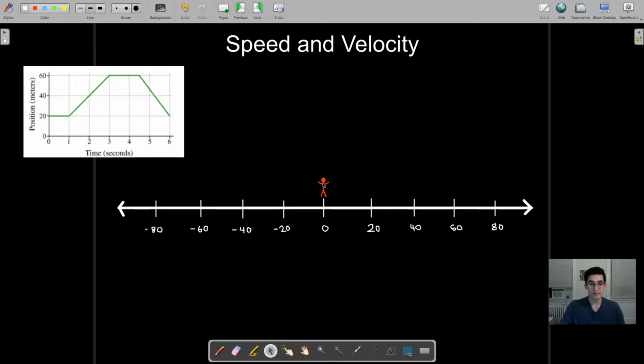From 0 to 1 seconds, red guy chills at 20, actually, just chilling here. And then for a couple seconds, runs to the right by 40 meters, chills there for a second and a half, runs back to the left by 40 meters.